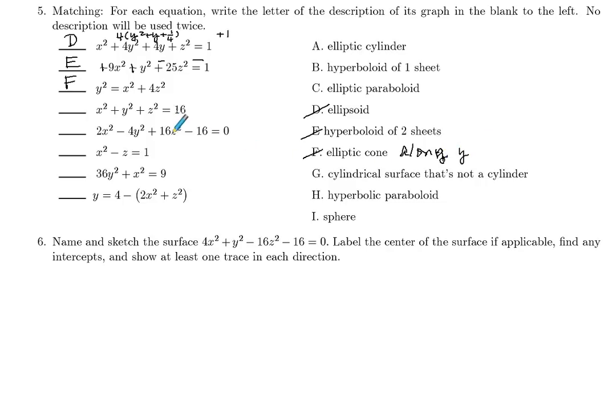Just FYI. X squared plus y squared plus z squared is 16. Okay, so that's an ellipsoid, but notice all the coefficients are the same. That's a special kind of ellipsoid. Okay, that's an ellipsoid that goes, if we divide through by 16, it's going to go plus or minus 4 in the x, plus or minus 4 in the y, plus or minus 4 in the z. That is a sphere. Okay, it's going to be a sphere of radius 4. So that's I.